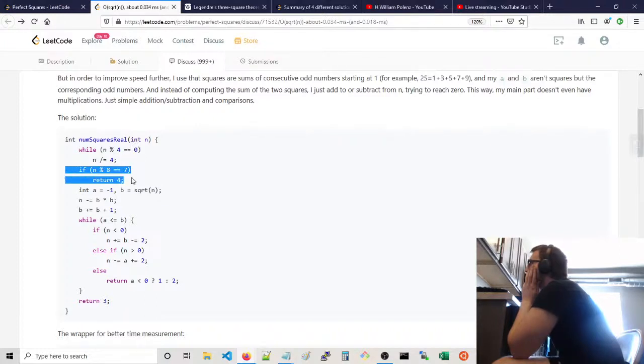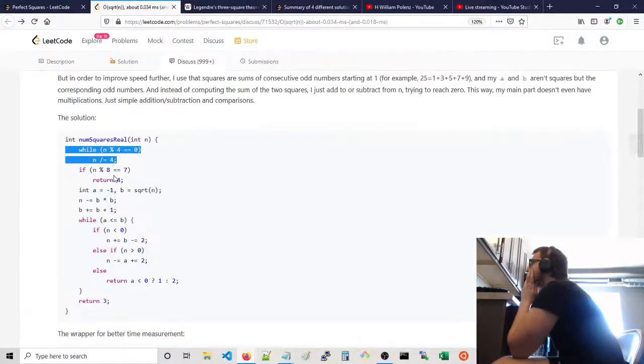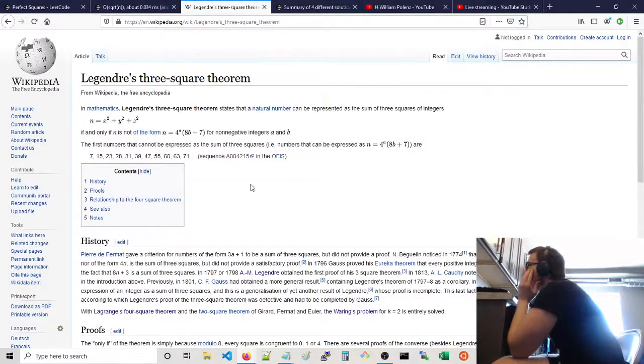Now why wouldn't you just put this down? I don't. Okay. Well, n modulo 4 is 0. Divide by 4. I'm so confused. I'm so confused. Why? What? Huh.